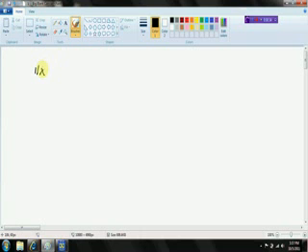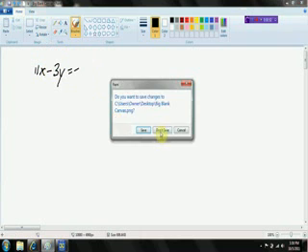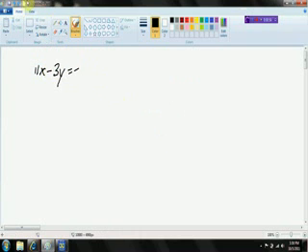The first one, we're going to say that we have 11x minus 3y is equal to negative 24. I'm going to start that over. Let's see if this will work. Alright, so let's say we have 11x minus 3y is equal to negative 24.